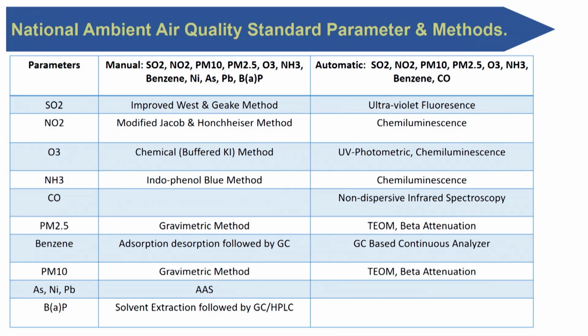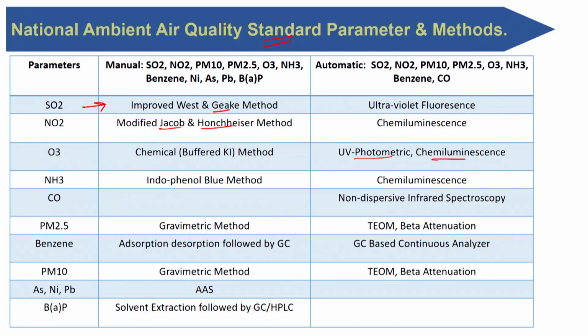Again, in the literature you can find these standard methods, that is NAQS, that is prescribed. For example, for SO2, this is called the improved West-Gaeke method, and this uses an ultraviolet fluorescence spectrometer. For NO2, you measure with the modified Jacobs-Hochheiser method, and then chemiluminescence we measure here. Ozone we usually use buffered methods. You can do with both types, UV photometric or chemiluminescence here.